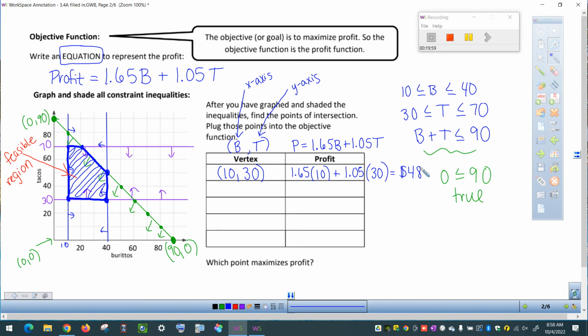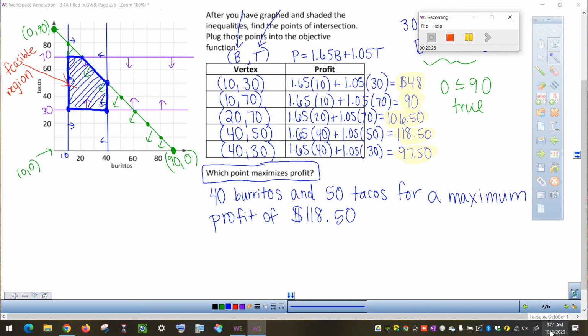All right, so I want you to finish the rest of this chart. Go ahead and list out the ordered pair for the remaining vertex points. We're going to plug each one into the profit equation, and then I want you to look at answering this final question. We want to figure out what point maximizes the profit. In other words, what combination of burritos and tacos was best for the profit.